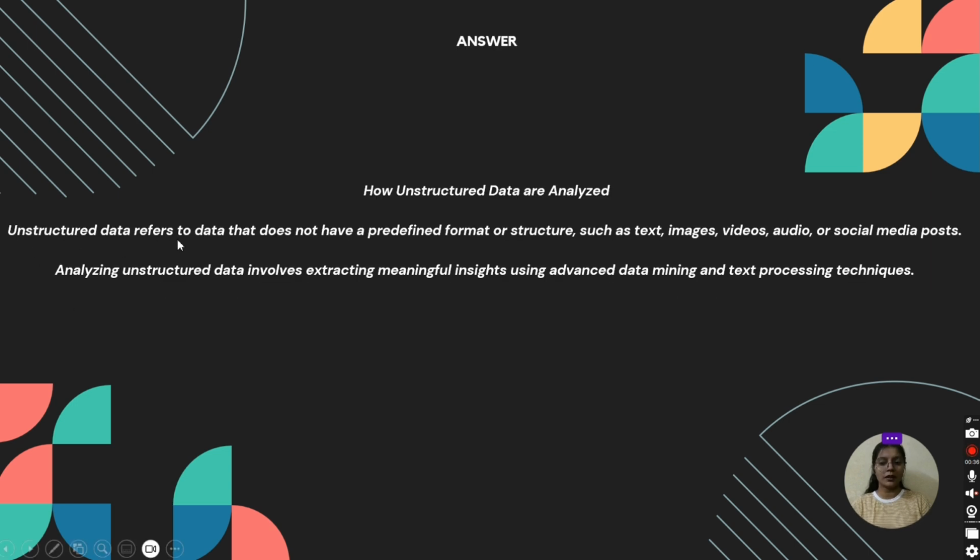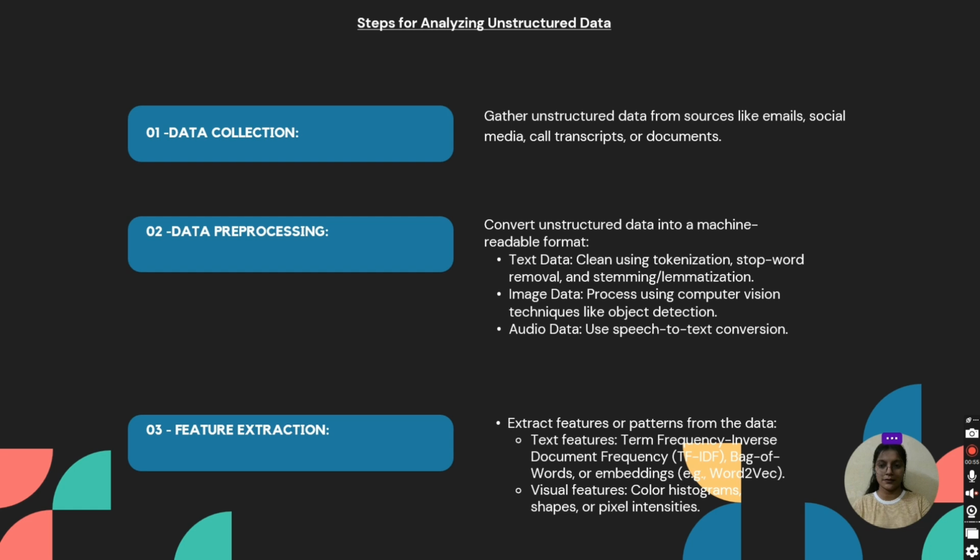So, unstructured data refers to the data that does not have any predefined format or structure, such as text, images, videos, audios, or social media posts. Analyzing unstructured data involves extracting meaningful insights using advanced data mining and text processing techniques. The steps that are involved in unstructured data are data collection. In this step, we gather unstructured data from various sources like emails, social media, and documents.